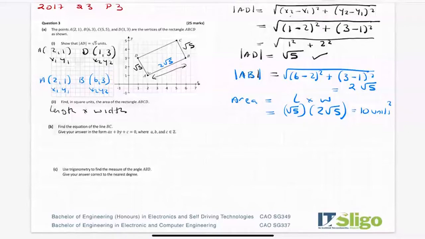Okay, find the equation of the line BC. So find the equation of this line here, BC. Give your answer in the form ax plus by plus c is equal to 0. Try not to let that put you off at the start. Concentrate on your task, which is find the equation, because that bit that I've coloured in yellow is literally just the order that they want the answer in, as opposed to how to do it.